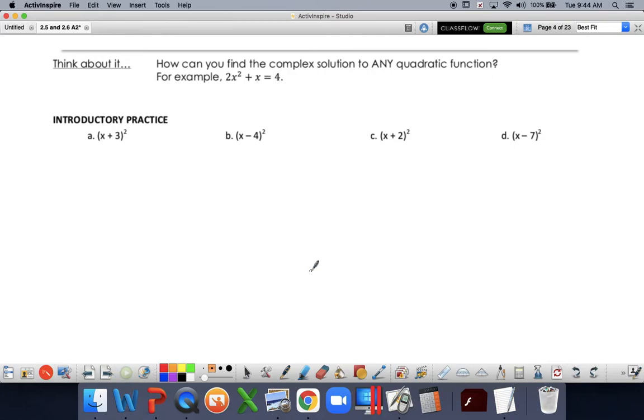So before we get to the process of completing the square, we're going to slowly work our way there. The first thing is I just have some introductory practice here. And if you see the x plus 3 quantity squared, remember that means this, which means in order to expand this out, I have to FOIL. So go ahead and pause the video and try FOILing all of these out.